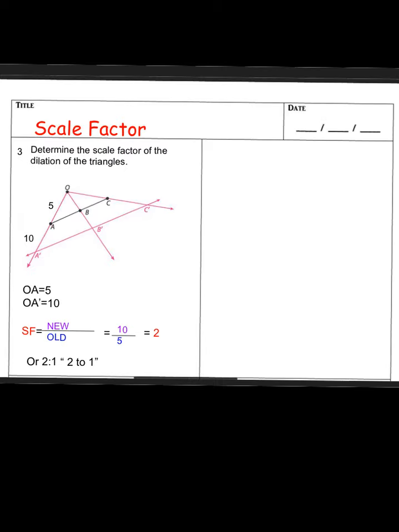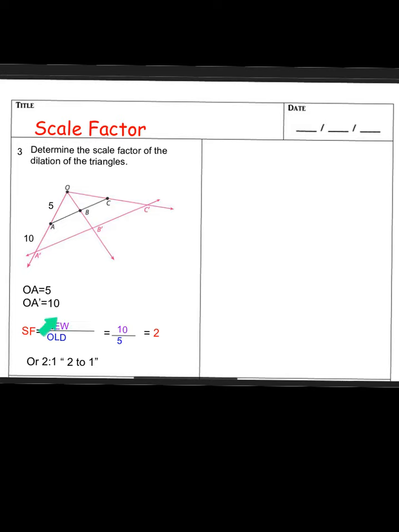Go ahead and copy the question and the diagram. For question 3, we have, determine the scale factor of the dilation of the triangles. And you're given the following information. You have that the side length for the side OA is 5, and the side length for OA prime is 10. So to set up your scale factor, again, it is the new over the old.